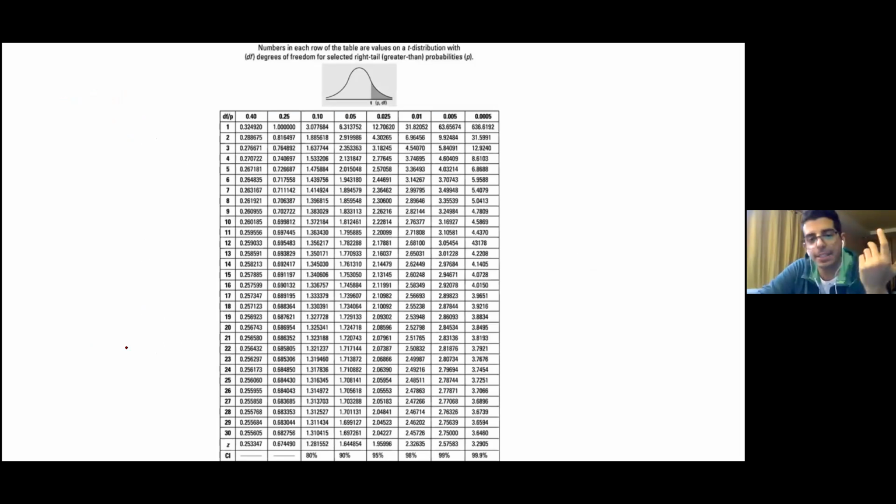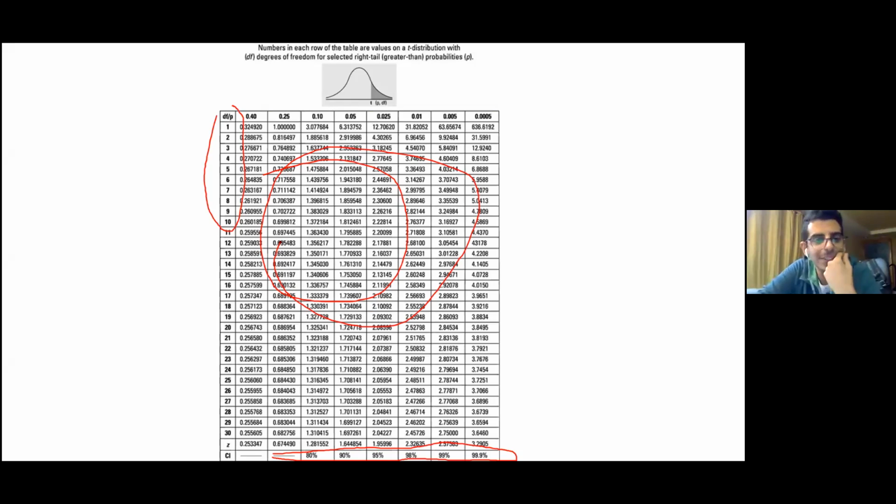So this is the T table. You don't need to know how to read it. I don't even know how to read it. But basically, it takes into account the degrees of freedom. It takes into account how good of a confidence interval you want, lots of things. And then it gives you a T value. And from the T value, you basically get a P value.